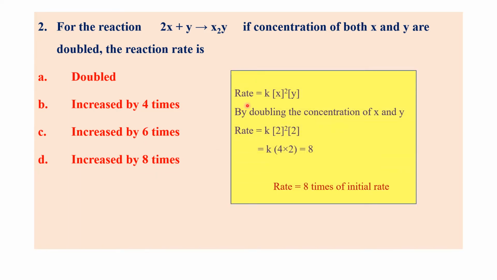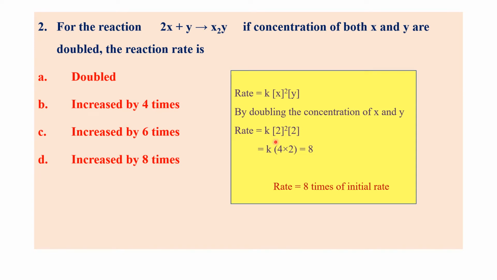Rate of reaction has a formula: K, that is the rate constant, multiplied by the concentration terms raised to the power of their coefficients. Here the coefficient of x is 2 and y is 1 from the balanced chemical equation. By doubling the concentration of x and y, we put 2 here and also 2 here, because for both the condition is the same, that is the concentration of x and y will be doubled. So 2 raised to the power 2 and 2 raised to the power 1.